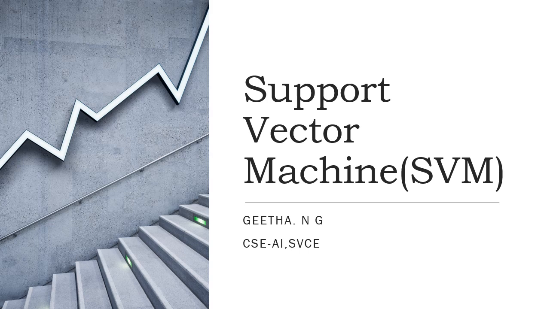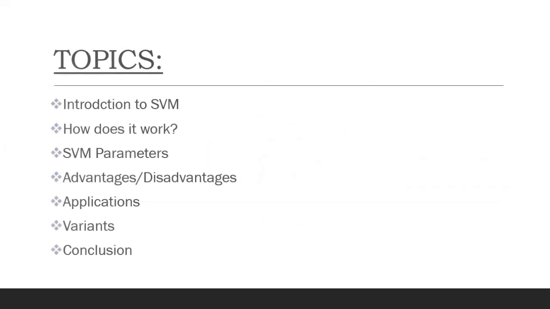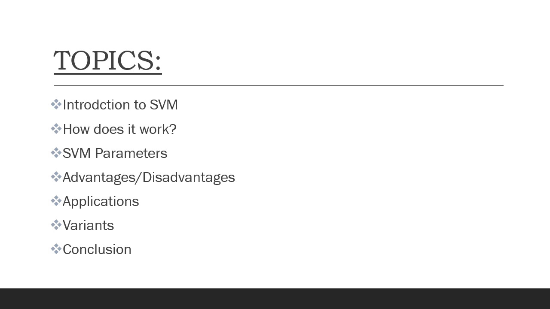Today we are learning about the topic support vector machine in machine learning. The topics we are discussing are introduction to SVM, how does it work, the SVM parameters, advantages and disadvantages of SVM, applications, variants, and the main conclusion of this SVM.